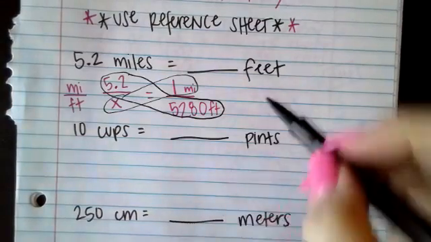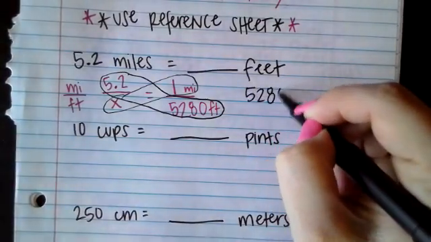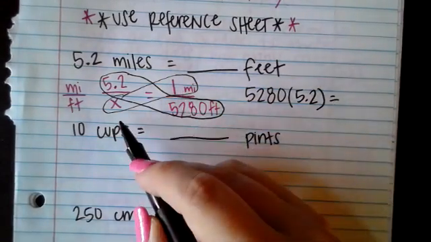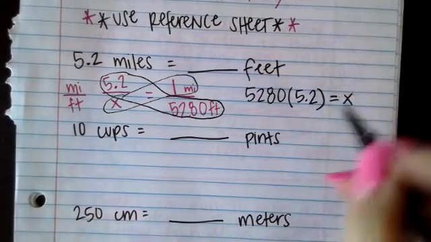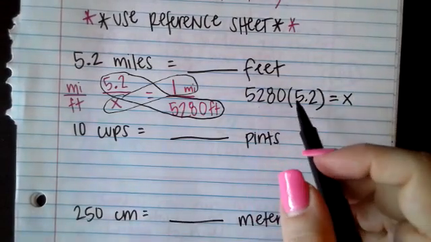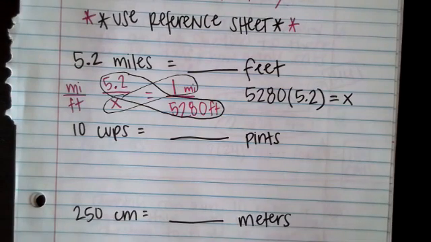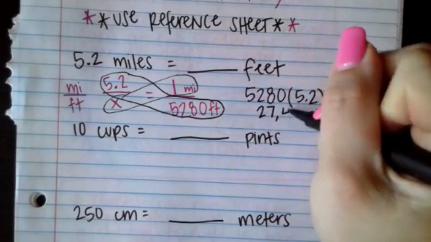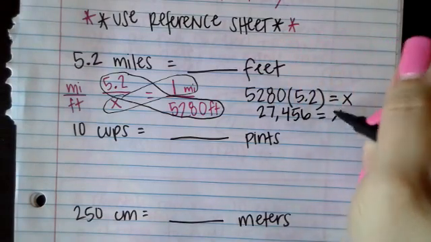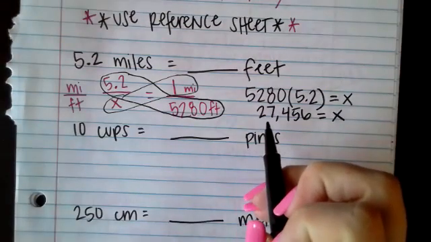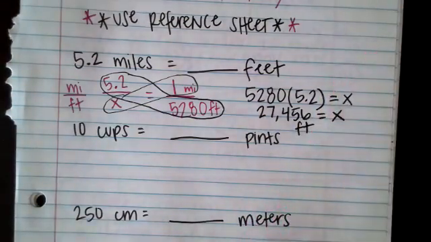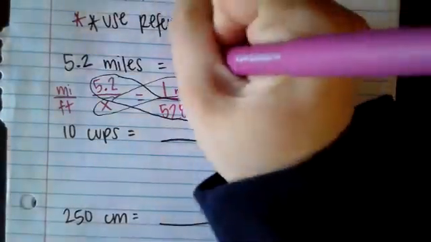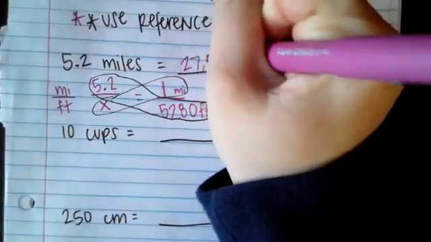Essentially, what I am doing is 5,280 times 5.2 is equal to 1 times X, which is just X. So if I did this multiplication, 5,280 times 5.2 is equal to 27,456. 27,456 is equal to X. So it's 27,456 feet. 5.2 miles is 27,456 feet. So I'm going to write that in the final blank as well.